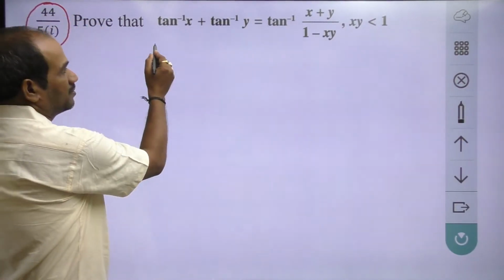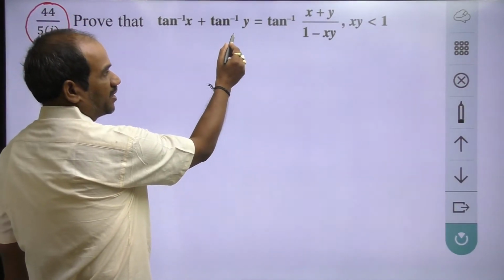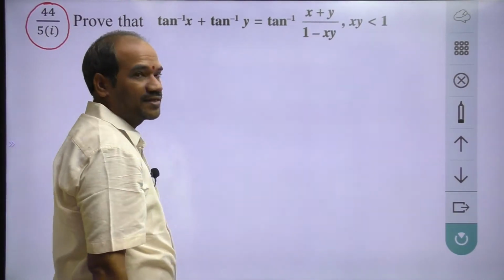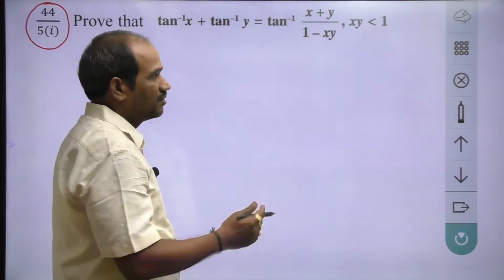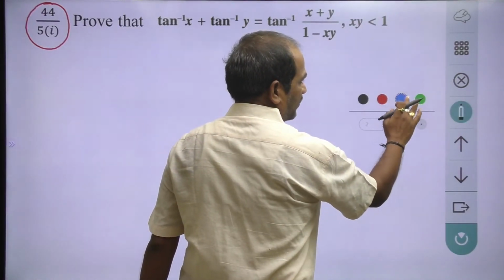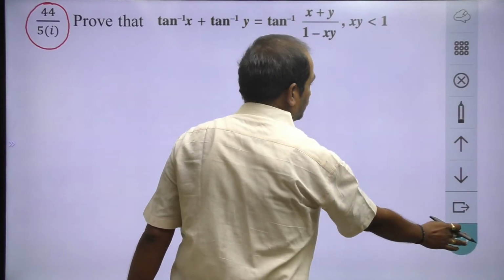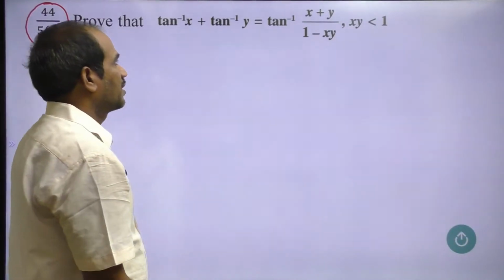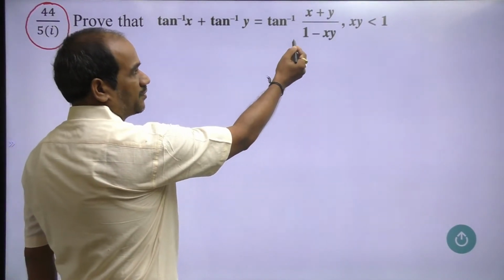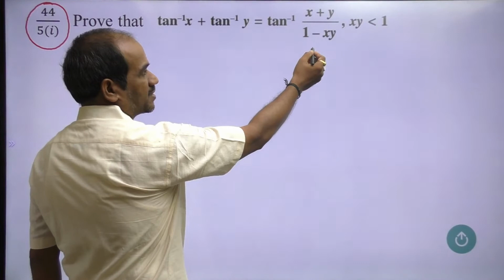See here, prove that tan inverse x plus tan inverse y is equal to tan inverse of x plus y by 1 minus xy. This is the formula, okay? This formula proof is important, right? See here in this formula, first prove that tan inverse x plus tan inverse y is equal to tan inverse of x plus y by 1 minus xy.